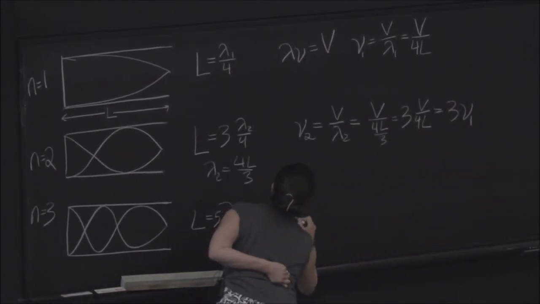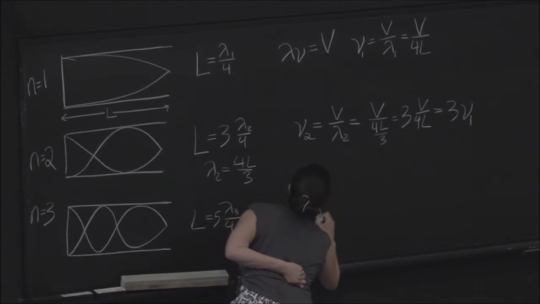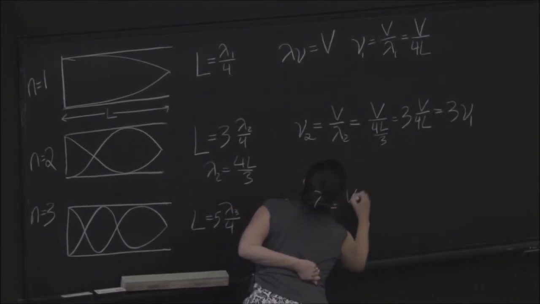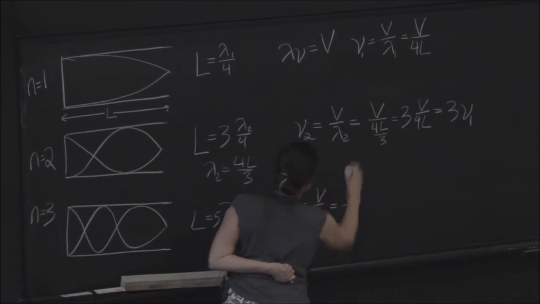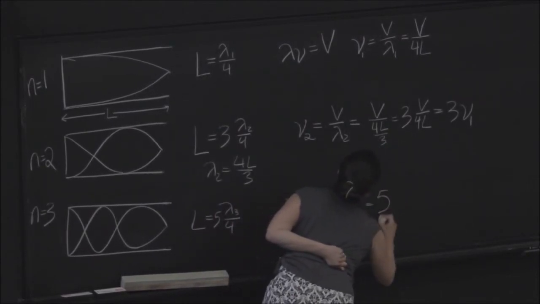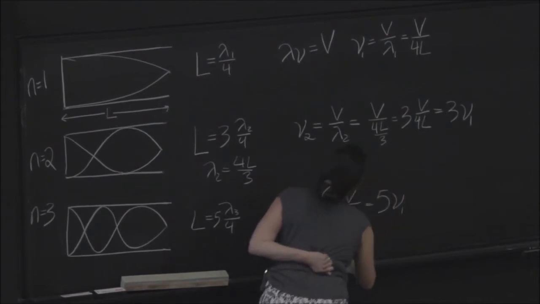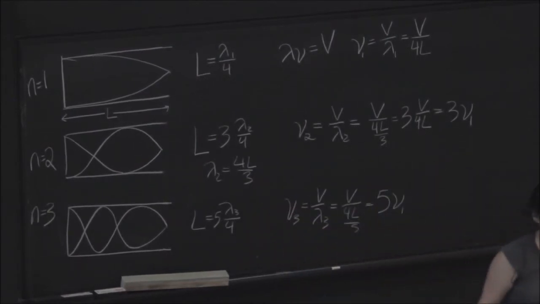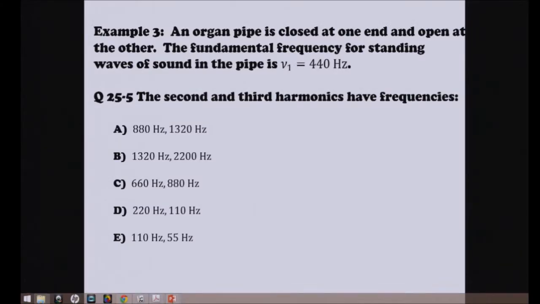Similarly, for this one, the 3 is just going to be a 5. So we're going to get 5 times the fundamental frequency. So that's going to give us which one? Looks like B. Let's see, because 3 times 440 is 1320. 5 times 440 hertz is going to be 2200 hertz.